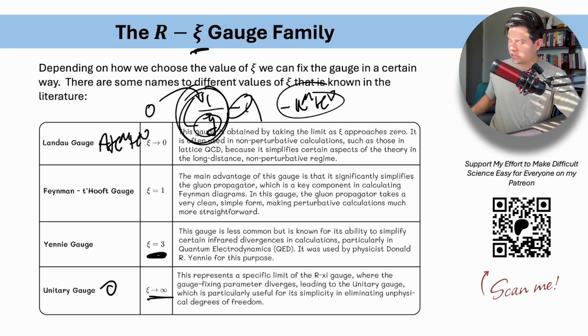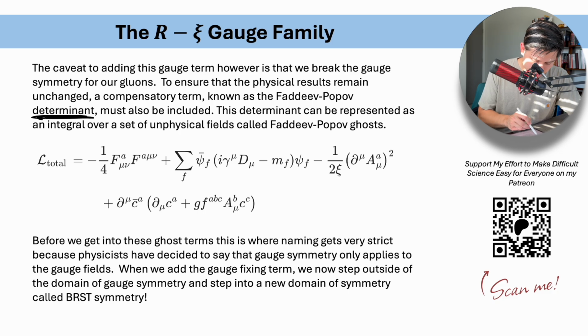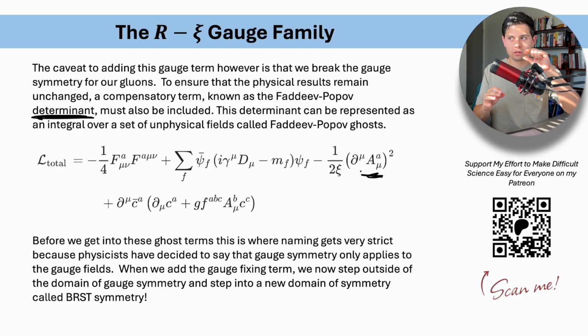Let's do a little bit more physics here. The caveat to adding this gauge term, however, is that we break gauge symmetry, right? So to ensure that the physical results remain unchanged, a compensatory term known as Faddeev-Popov ghosts or ghost determinants must also be included. The reason I say determinant is that these things are ultimately matrices, right? We have a matrix valued gauge field. So the determinant of the matrix is going to be important in helping us understand the action principle for QCD.